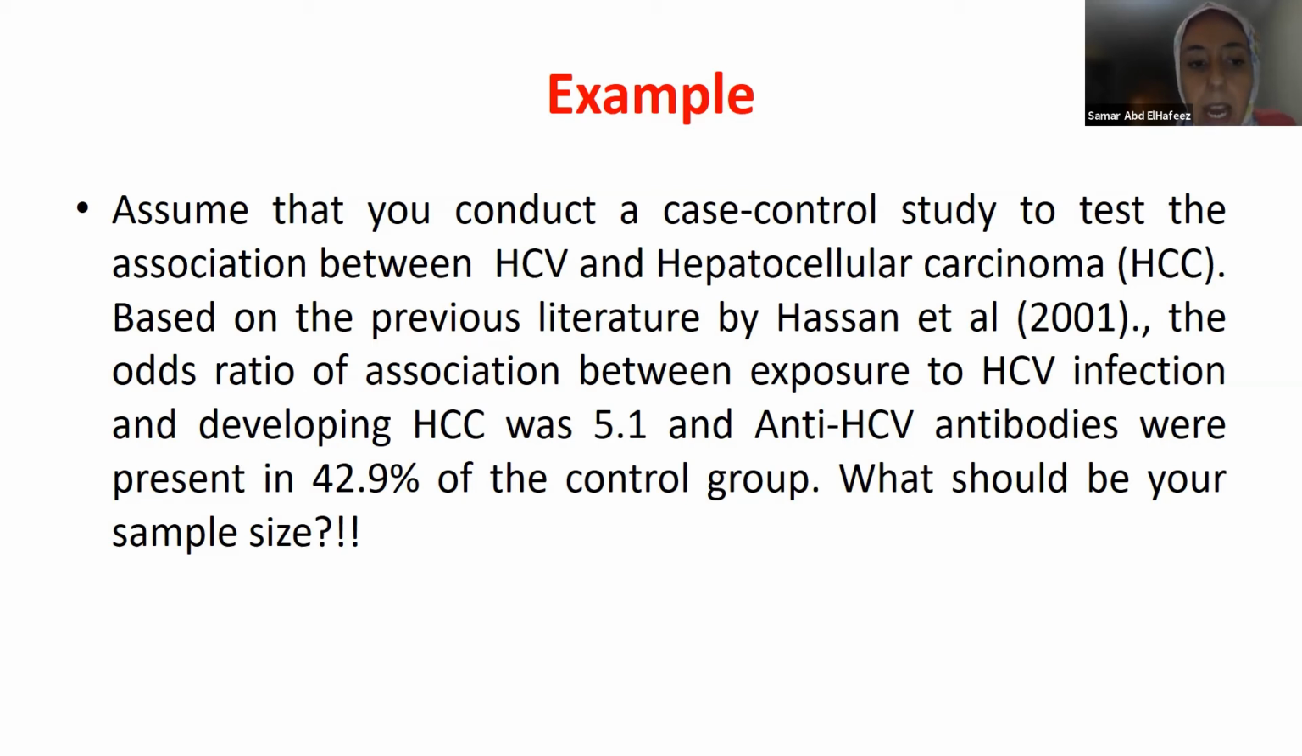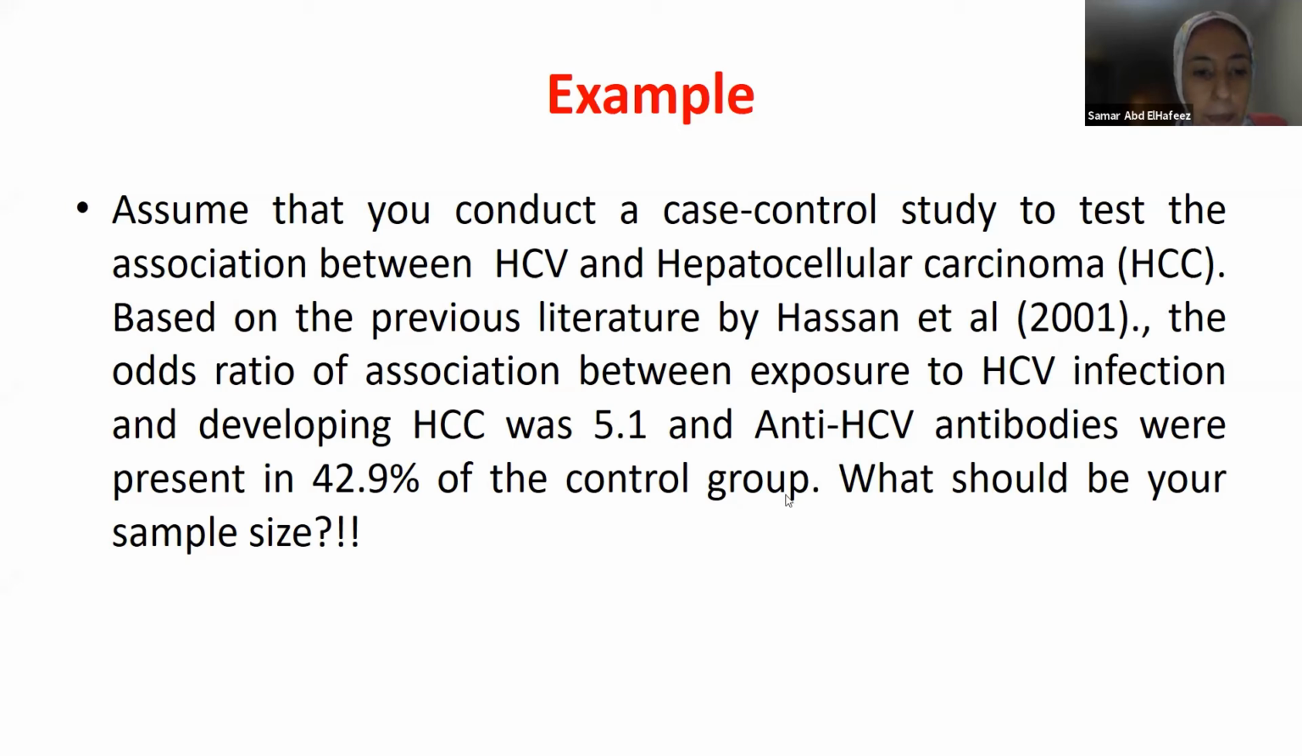What are the givens here? I have an odds ratio of 5.1. What's the meaning of a 5.1 odds ratio? Those with hepatocellular carcinoma have 5 times higher risk to give history of hepatitis C virus infection compared to those without hepatocellular carcinoma. Clear? Okay. And what's the percentage of the hepatitis C virus infection among the control population, without hepatocellular carcinoma, in this scenario? It's 42.9. So I have these two givens.